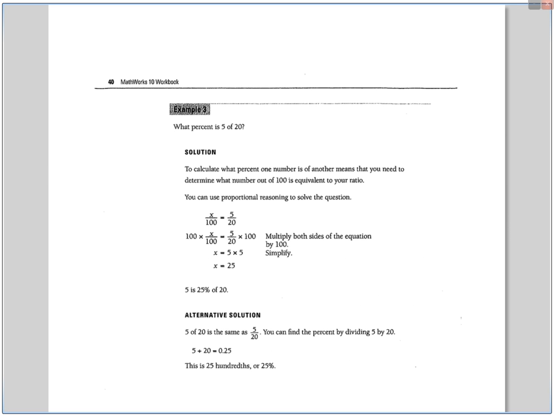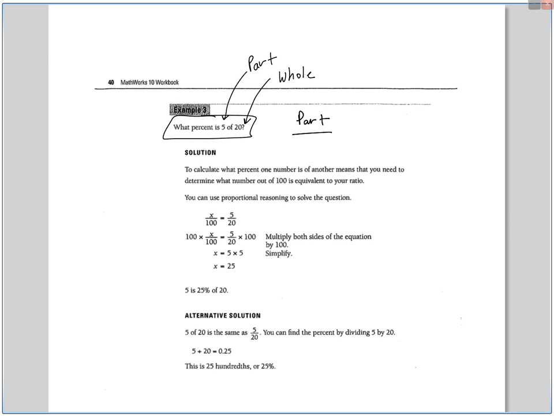The next question says, what percent is 5 of 20? So now they're asking you to actually find the percentage. So of course you still need a part and you still need a whole. Okay, and then the formula is simply a part divided by the whole, and then you times 100 to move the decimal back the other way.